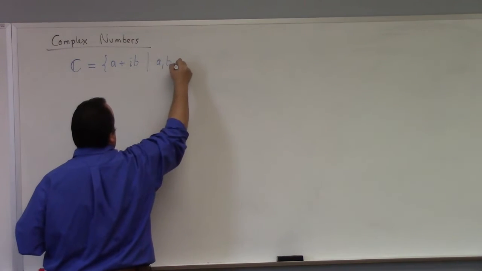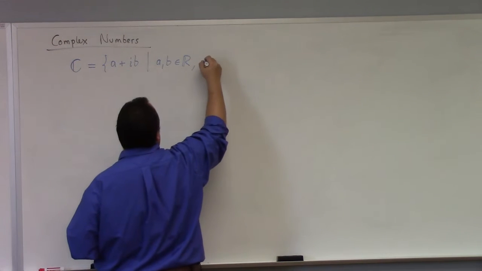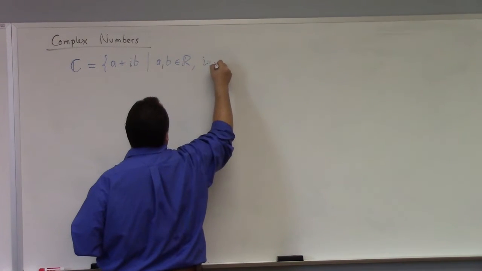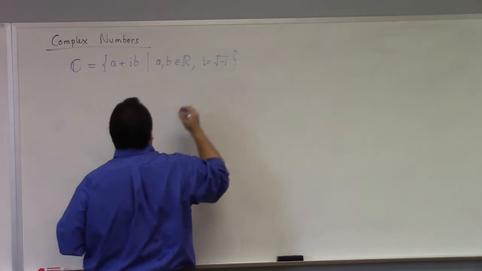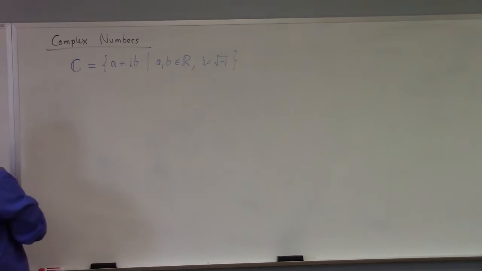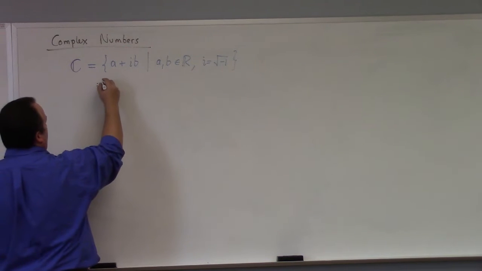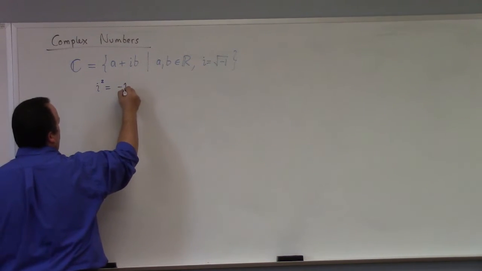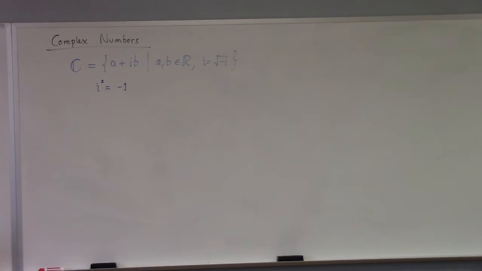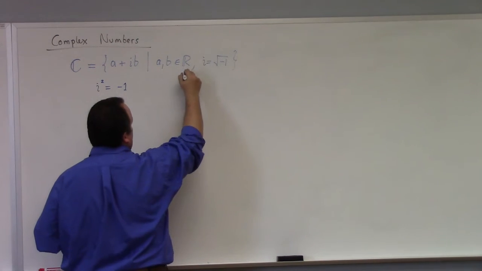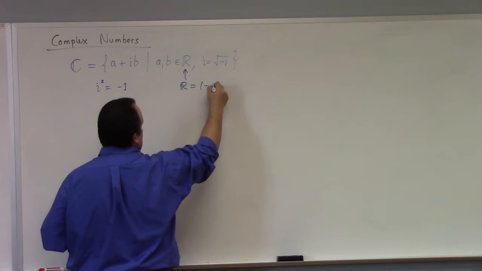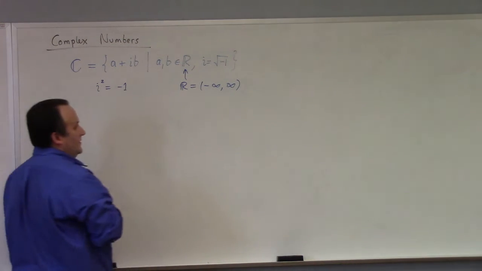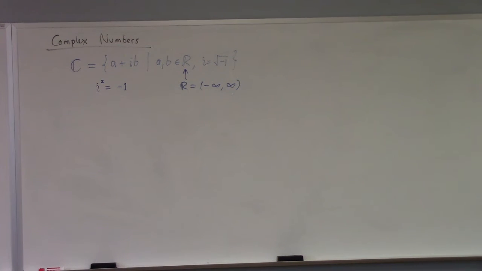Here a and b are real numbers. And i is the square root of -1. So the critical feature here is that i squared is equal to -1. Okay. So here's just some terminology. All right. So this R is also the real numbers. The set of real numbers. The complex numbers, in contrast, are like pairs of real numbers, essentially.